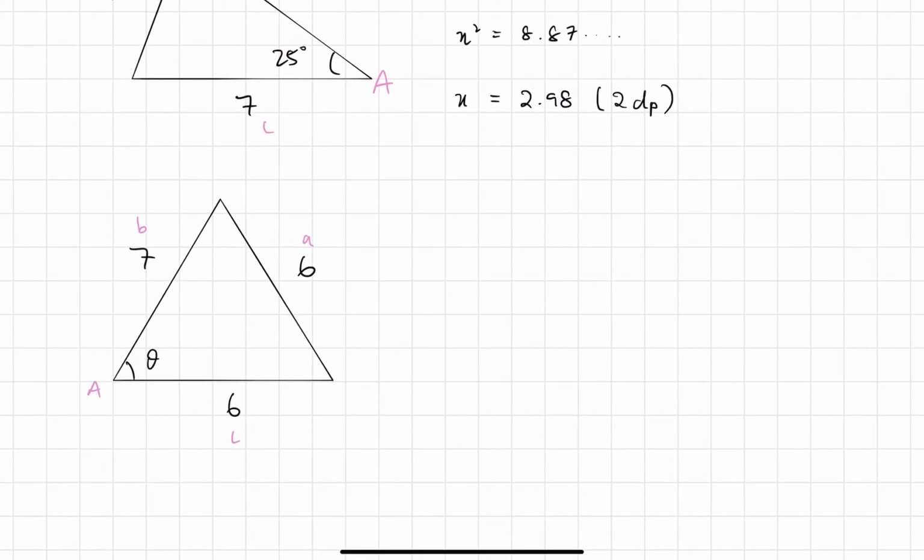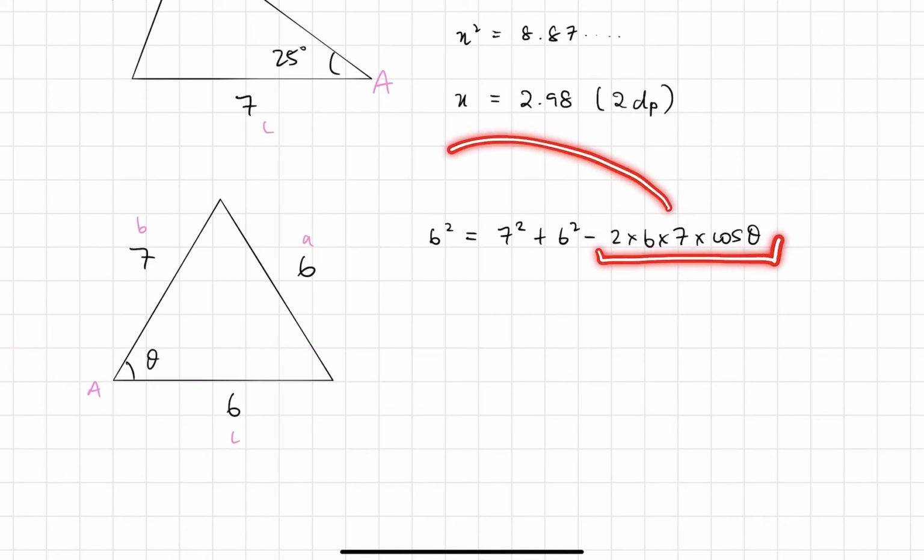Oops. So we have 6 squared is equal to 7 squared plus 6 squared, and this is the formula. Okay, so once you've written the formula down, from there it's just algebra, right? So we're going to just do everything we can to look for this theta. Now, first thing that I like to do is, since this object that's stuck together has a negative on it, I'm going to just move this guy over to the left hand side. And simultaneously I'm just going to cancel this 6 squared out.